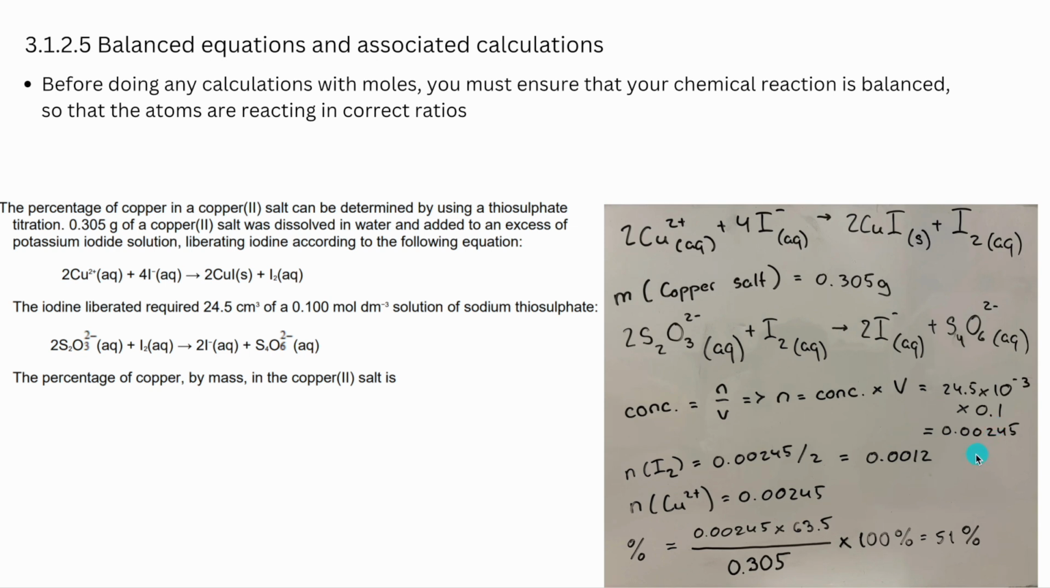So we know that 0.0012 moles of iodine were produced in the first reaction. Looking at the ratios again, from 2 moles of copper ions, 1 mole of iodine is produced. So the number of moles of copper is 0.0012 times 2, which is rounded equal to 0.00245. Finally, to calculate the mass percentage, you multiply the number of moles by the relative atomic mass of copper and divide the result by 0.305 to get the mass percentage of 51%.